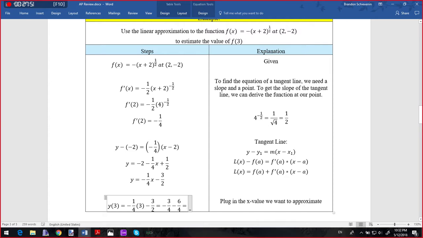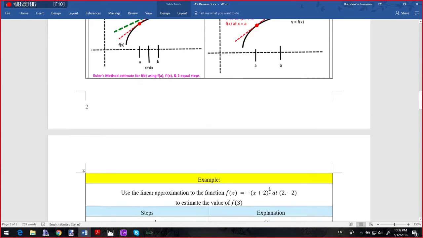Minus negative 9. 9 over 4, there we go. Okay, wait, this is a y value, right? Right, this is a y value, and we used our tangent line to get it. So I'm going to jump back up to my graph.